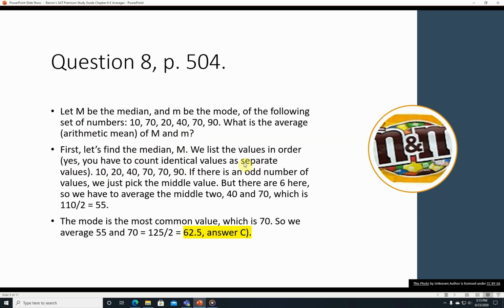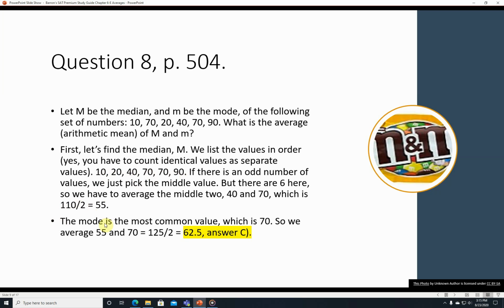If there is an odd number of values, we just pick the middle value. So if there were 7 here, we just go 1, 2, 3, 4, 5, 6, 7, and this here would be the middle value. But since we only have 6, we have to average the middle 2. That's why you want to list them in order, so you can figure out which 2 are the middle 2 or which one is the middle 1. We average 40 and 70, so that's 110 over 2, which is 55.